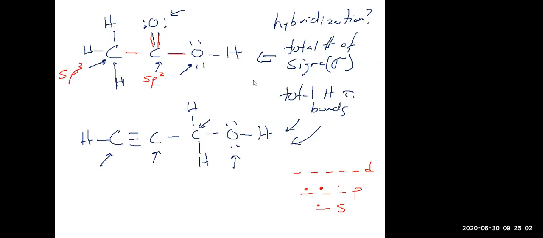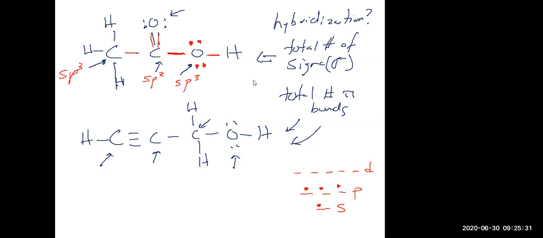Going to our oxygen, it has 1 electron pair here, 2 electron pairs here, 3 electron pairs here, and 4 electron pairs here. I took an S and 3 Ps, which means the hybridization of this one would be sp3.